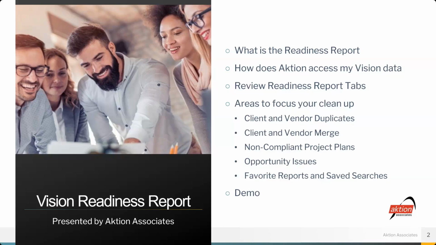So, how does Action get that information from you, right? Whether you're in the cloud or you're on premises, if you're in the cloud, we do that through the cloud solution. So we request a database backup. And if you're on premises, we work with your local IT or your internal IT or maybe third-party IT, and usually your Vision administrator, to get access to your database. It usually takes us a couple of days to spin that up and then spit that back out to you. So today we are going to review tab by tab everything that comes in that readiness report.